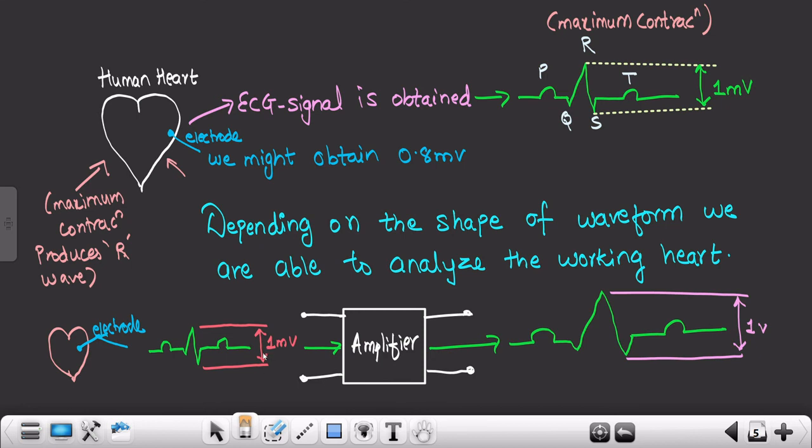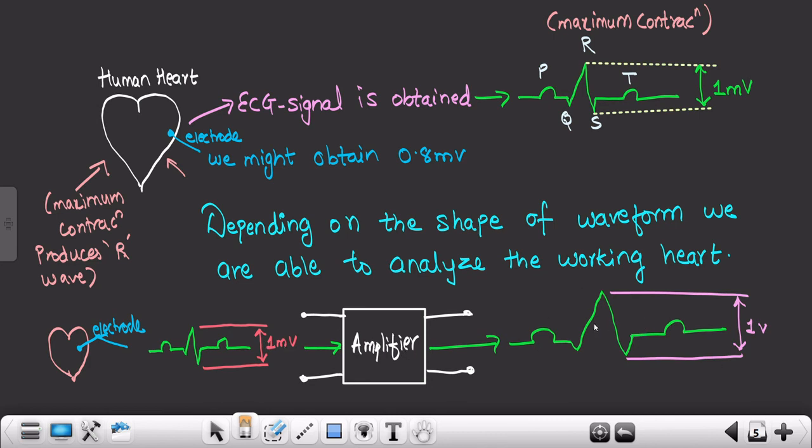So for that very purpose, we need to amplify this signal, which can be amplified if we feed this weak AC signal to an amplifier. Why is it AC? Because it is changing with respect to time. As you can see, it is not constant, right? So basically, whatever signal is coming from the electrode, that is the 1 millivolt ECG signal, we feed it to the amplifier and it amplifies the signal.